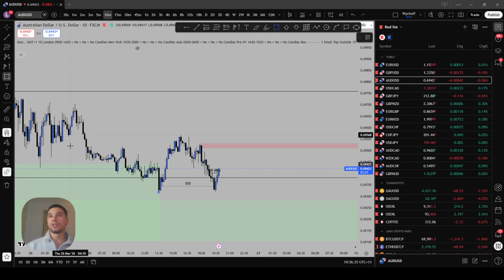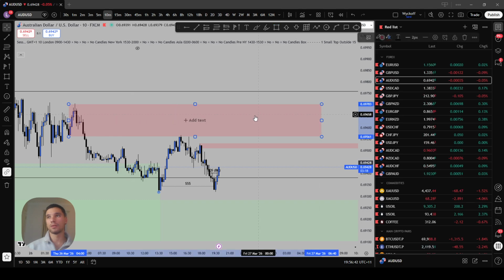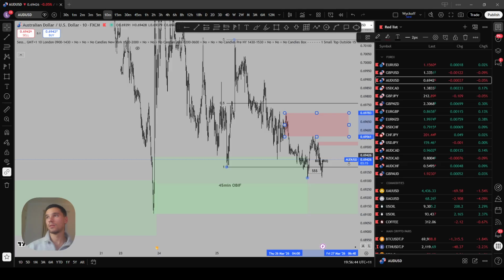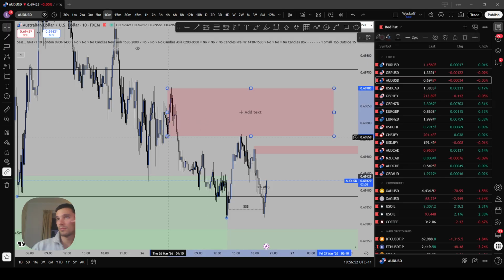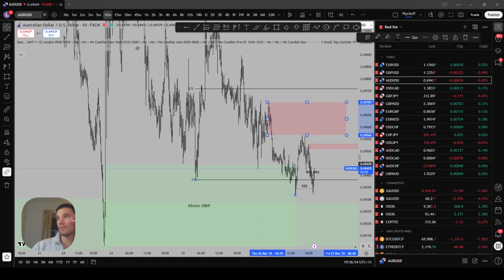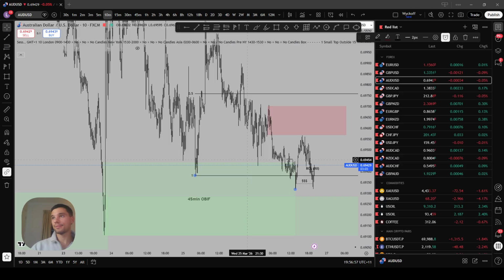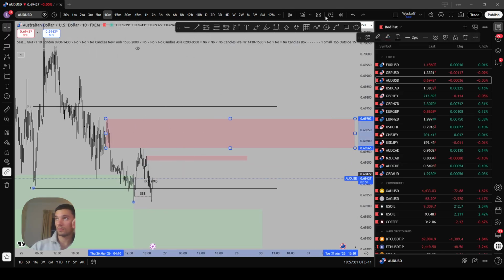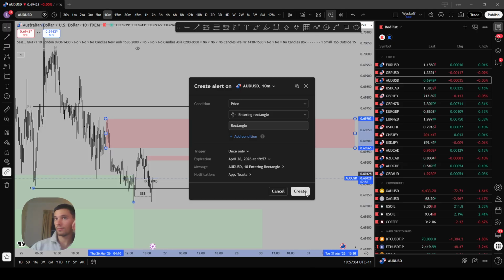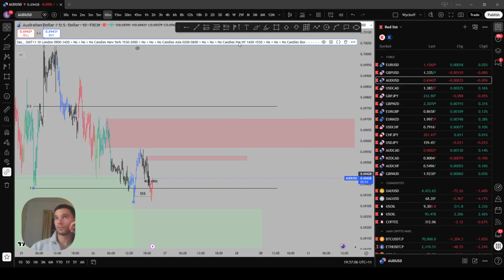This is our structure supply. There is a little bit of supply above, which kind of has just been mitigated. You can just do this and that's valid. It is during New York.